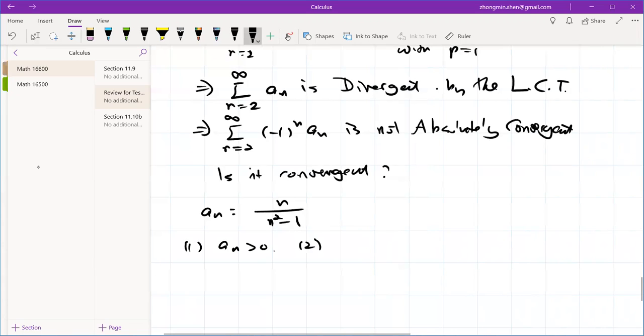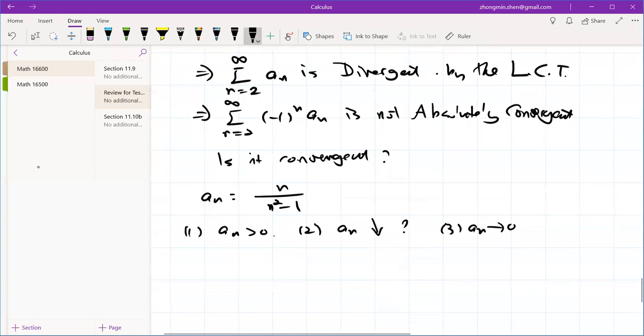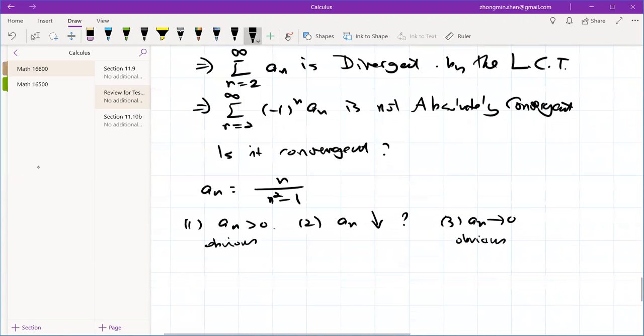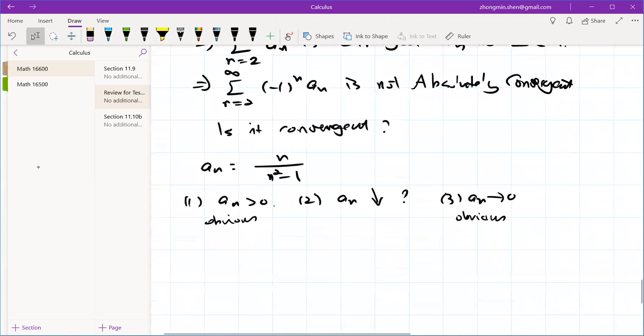Second, a_n is decreasing. Third, this goes to 0, obvious. I'm going to only verify the second. You can put obvious for the others. In general, the term in the middle, decreasing, is not easy to verify, because there's a numerator and denominator there.